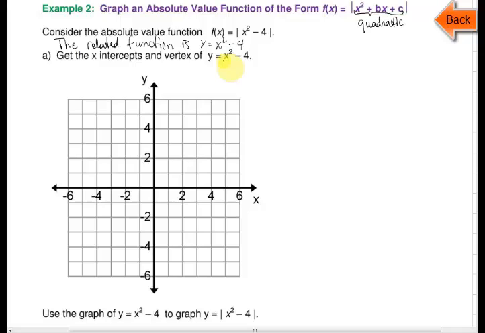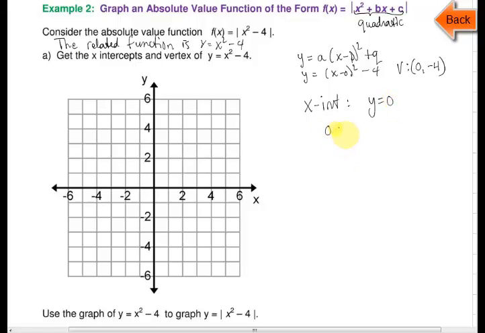Alright, so let's start with the vertex because that's fairly basic. Alright, remember we have this in the form of y equals a times x minus p squared plus q. Okay, and if we put this in that form, we're going to get y equals, a is 1, so we don't have to worry about that, and then x minus 0 squared minus 4. And so we have a vertex which is at 0 and negative 4. Okay, recall x-intercepts occur when y is equal to 0, so we're going to plug in 0 for y.